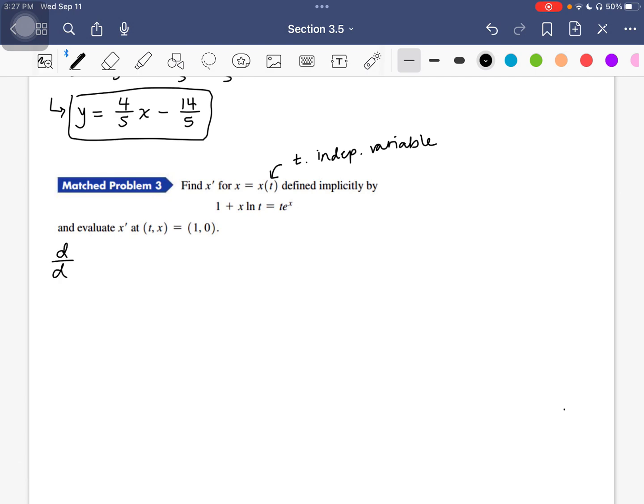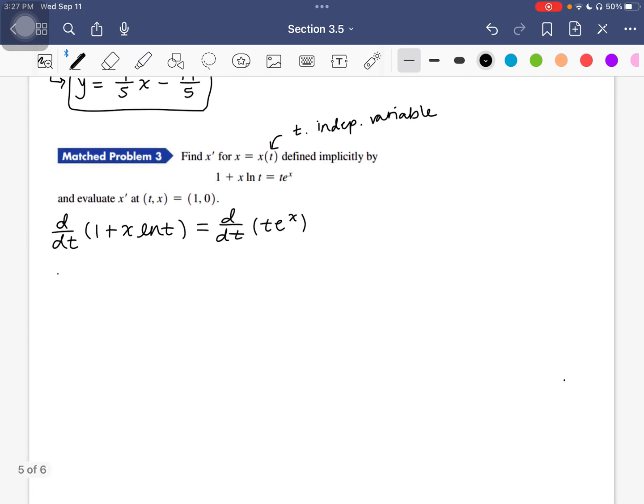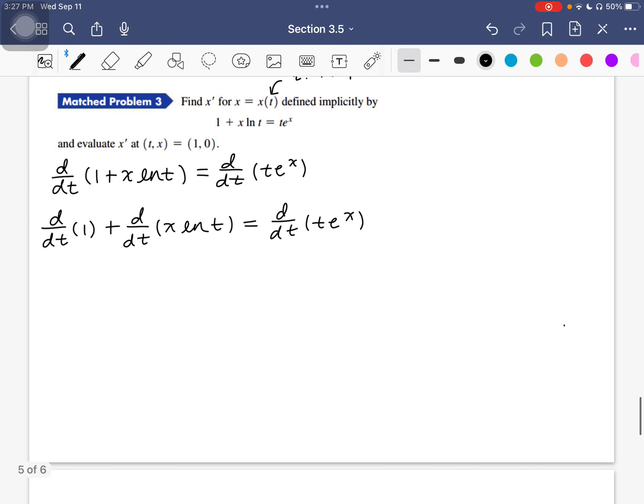So we'll start by taking the derivative of both sides of this equation, and remember, since t is our independent variable, we're going to take the derivative of this with respect to t. All right, so distributing this guy, we'll get this here. All right, and we know the derivative of 1 is just 0, so this just becomes 0. And we want to find the derivative of this function x times this function L of t. So we're again going to use product rule here.